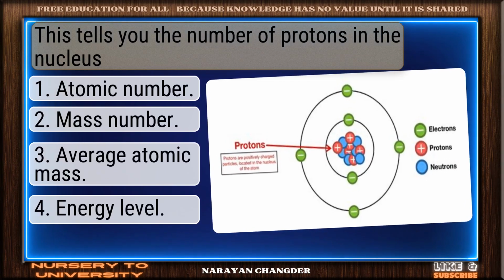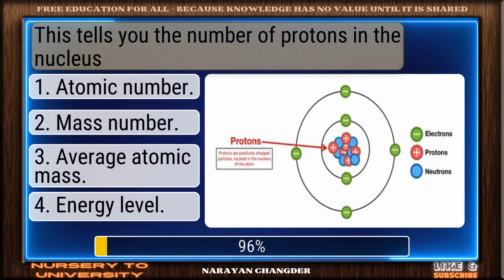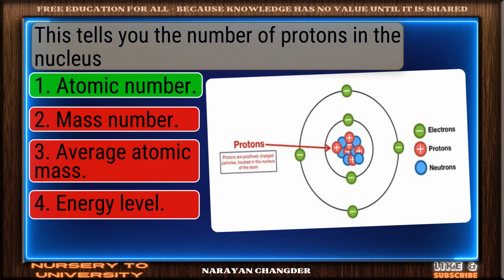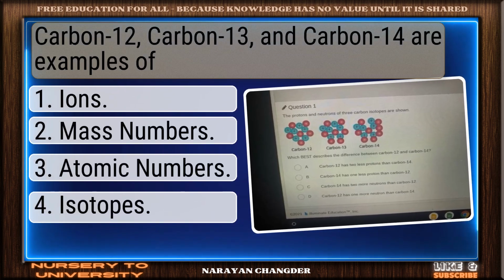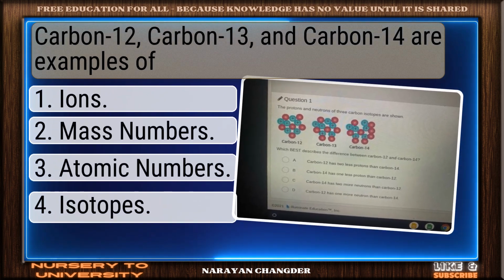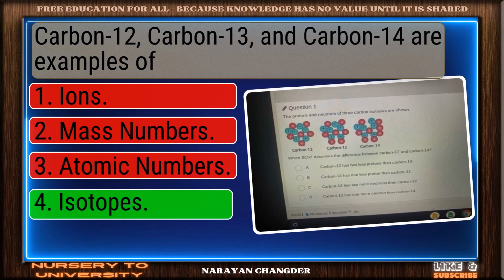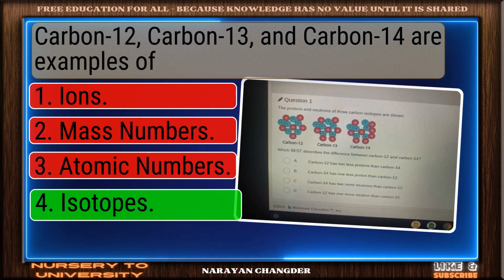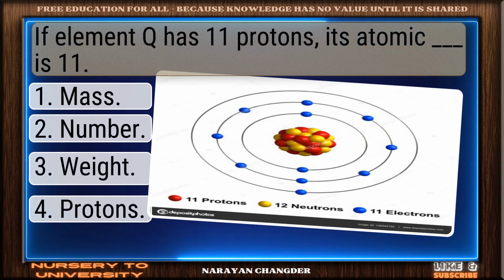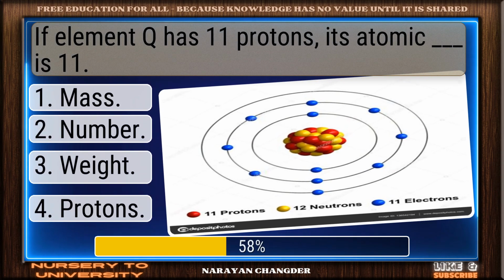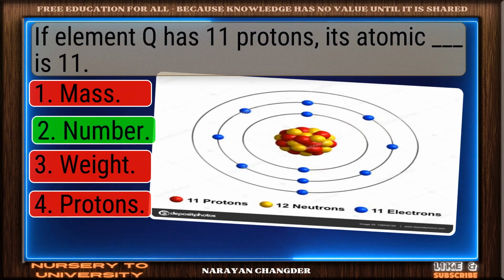This tells you the number of protons in the nucleus. Sharp thinking. Atomic number is the right choice. Carbon-12, carbon-13, and carbon-14 are examples of. Good thinking. Isotopes is the right answer. If element Q has 11 protons, its atomic dash is 11. On track. Number is the correct answer.